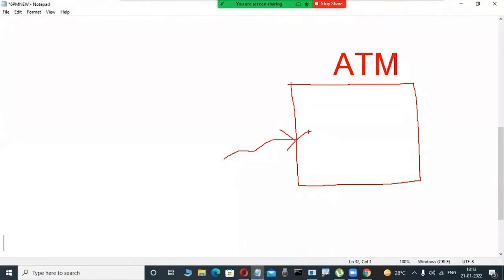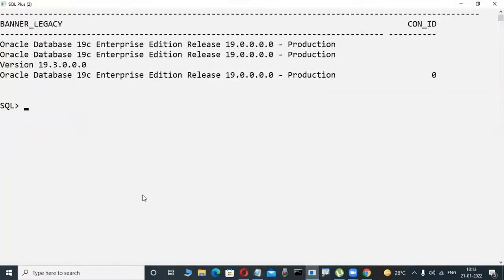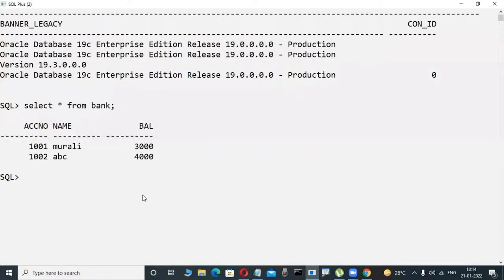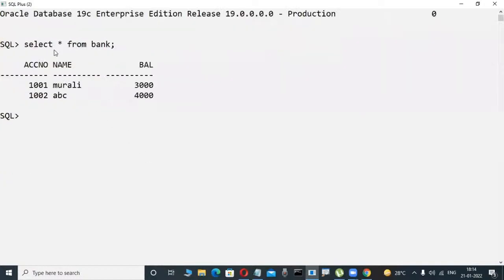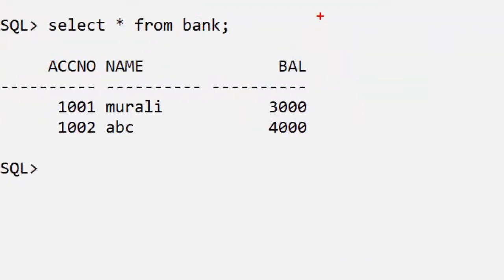Now check it out. Slowly observe it here, look at the screen. Suppose in this database, for example, bank is a table. Concentrate here. Just observe the scenario, it is very easy to understand. This is a bank table. In table format only, we are storing the data.